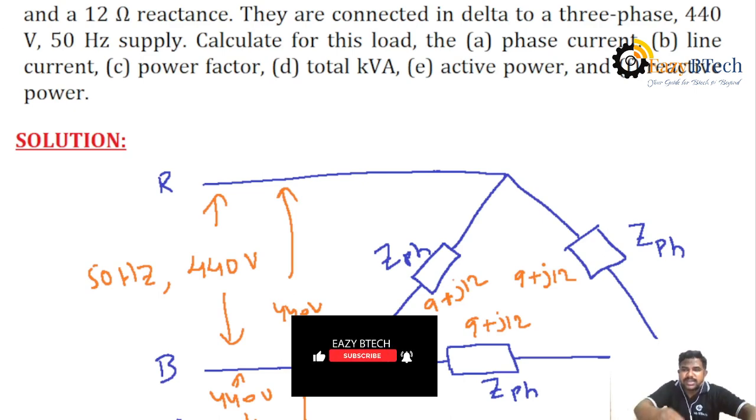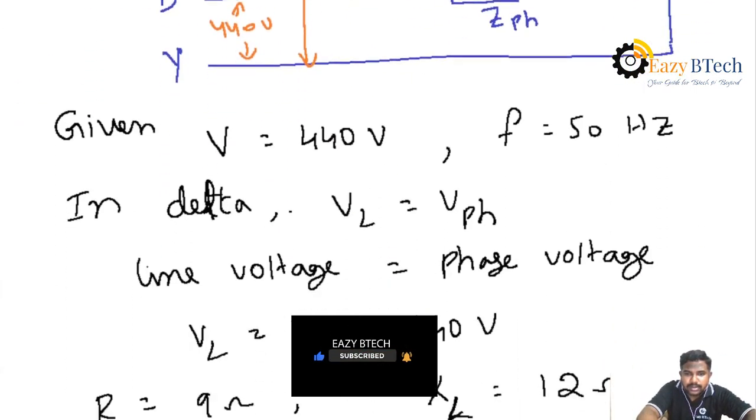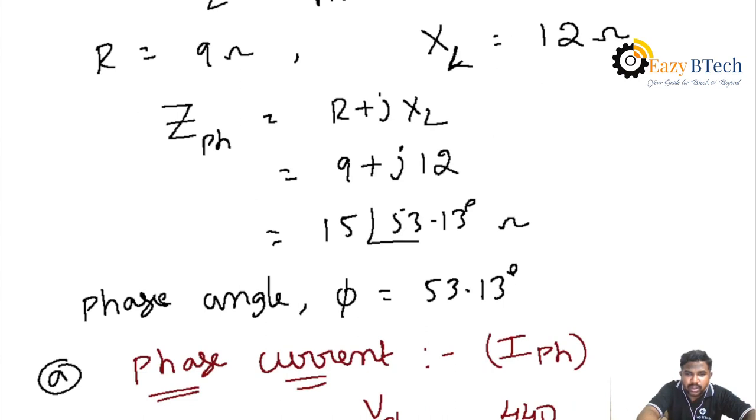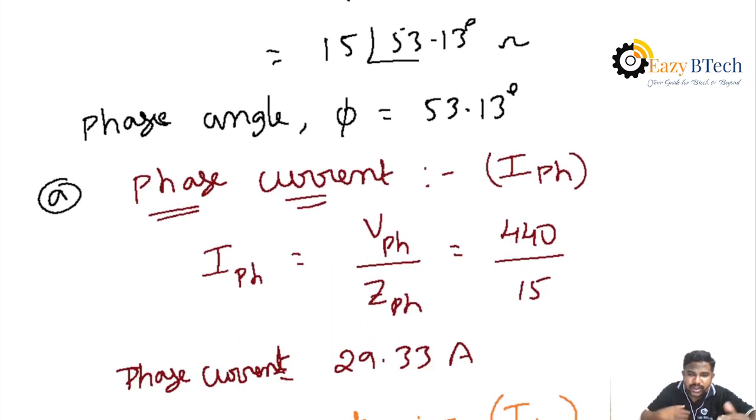In a balanced system, remember, the phase voltage or phase current you have to find out only once at a time. We are not finding all phase currents. Why? Because in a balanced system, all phase currents are equal in magnitude, but all phase values are displaced by 120 degrees from each other.